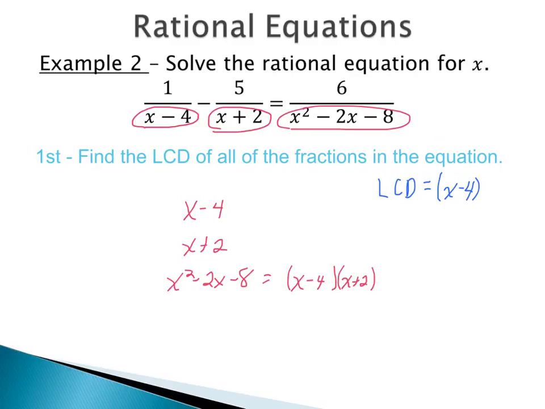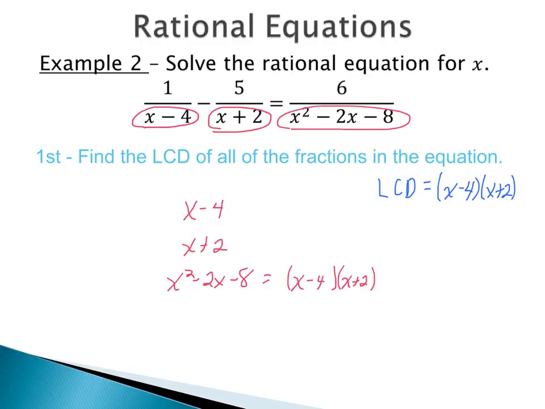I then move on to my next factored denominator, which was this x plus 2, and I go over to what I have so far for my lowest common denominator, and I say, okay, do I have an x plus 2 over here yet? Well, I don't, because I only have an x minus 4. If I don't have the x plus 2, I need to multiply it in. Okay, so right now my lowest common denominator consists of my first denominator, x minus 4, times my second denominator, x plus 2.